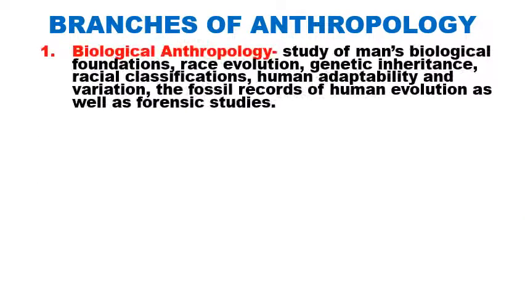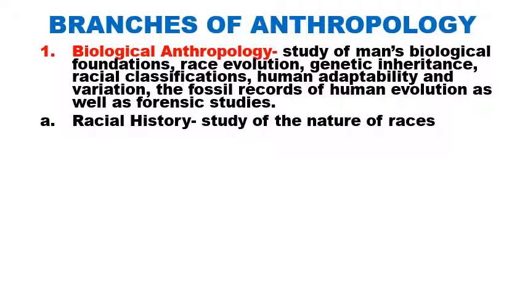What are the branches of anthropology? Number 1. Biological anthropology: study of man's biological foundations, race, evolution, genetic inheritance, racial classifications, human adaptability and variation, the fossil records of human evolution, as well as forensic studies.